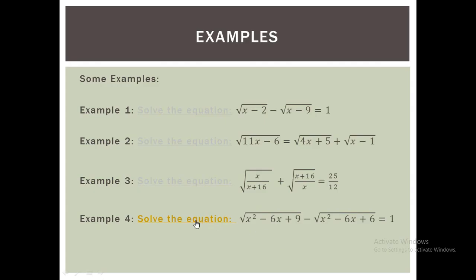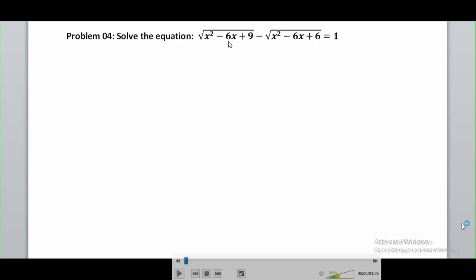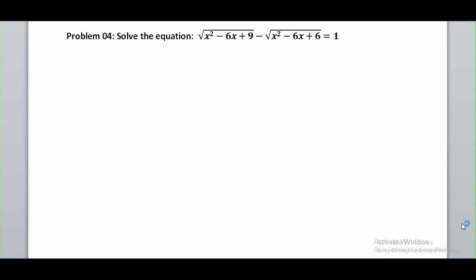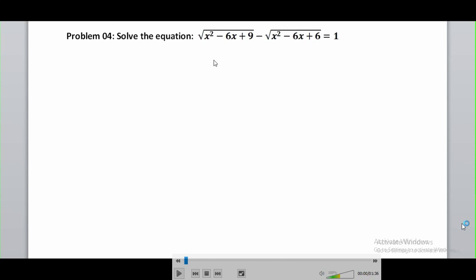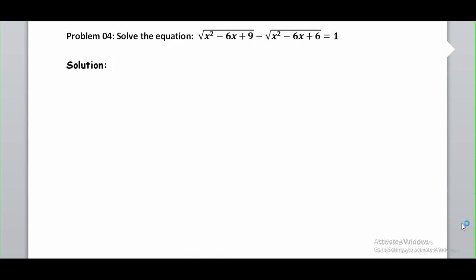So you can see here the problem is root over x square minus 6x plus 9 minus root over x square minus 6x plus 6 equal to 1. You can solve this equation in manual method, like by taking this radical at the right side and then squaring both of the sides. But it will be simpler if we take x square minus 6x as a new variable. So let's see what happens then.